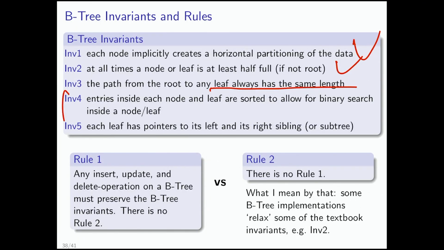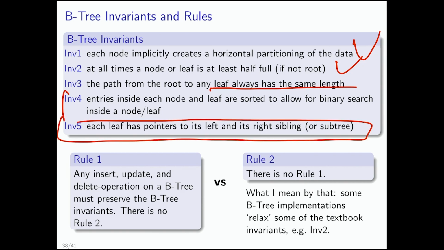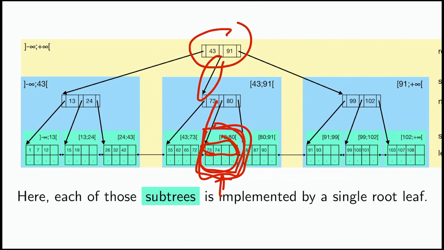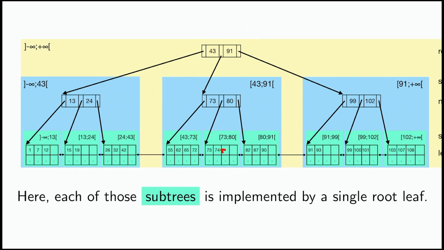And then there's this other rule we didn't talk about yet. Each leaf has pointers to its left and its right sibling or subtree. We saw it here already. So, strictly speaking, it's not a tree. It's a graph structure. The tree doesn't really work here because you have these extra pointers. So from here you can jump directly here, or from whatever here you can jump here and here and here.